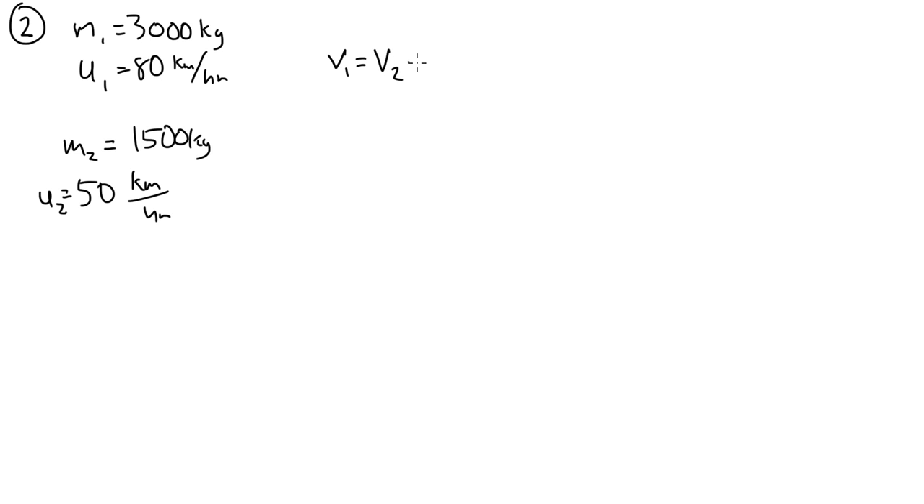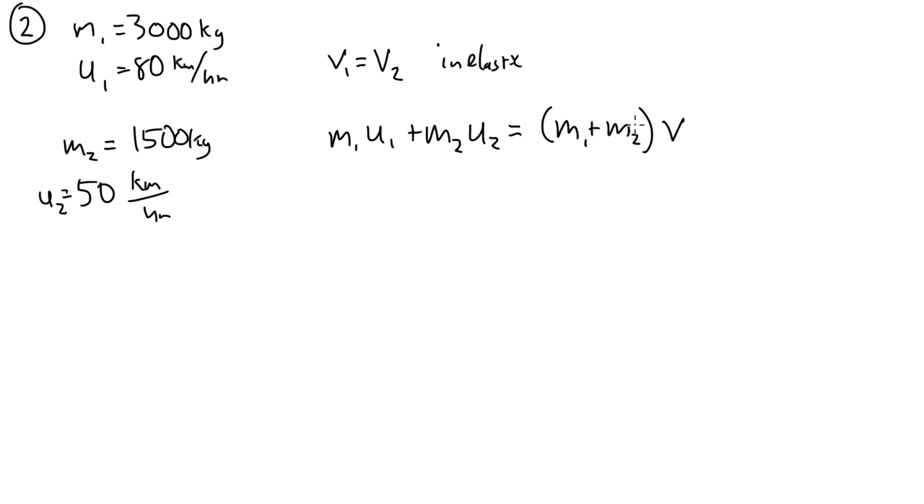So this is our inelastic collision equation, and our conservation of momentum equation then is m1u1 plus m2u2 equals, I'm just going to put them both together and say it's one big chunk of metal now moving at the speed of v, at least immediately after the collision.